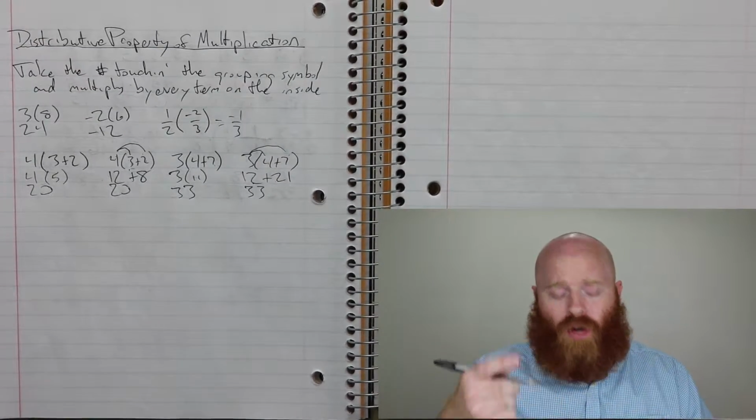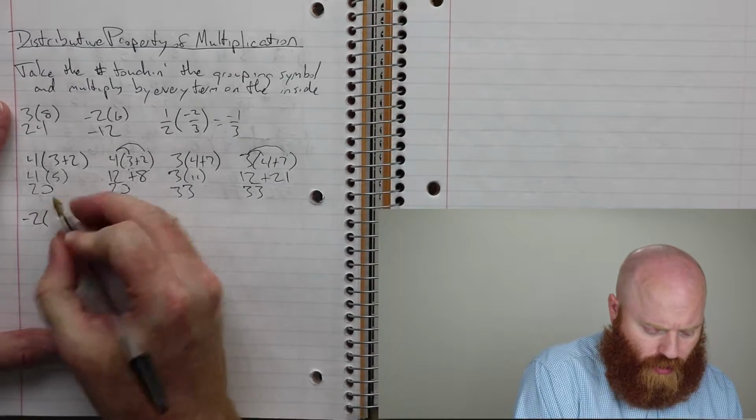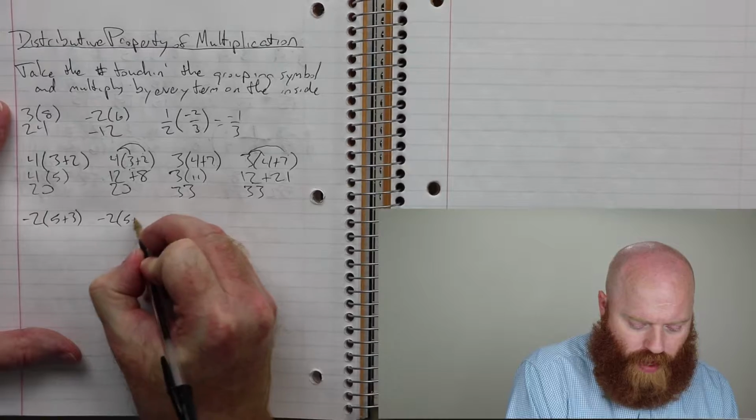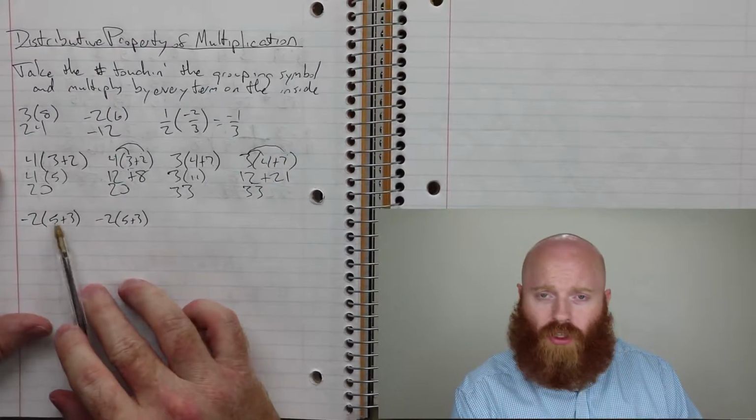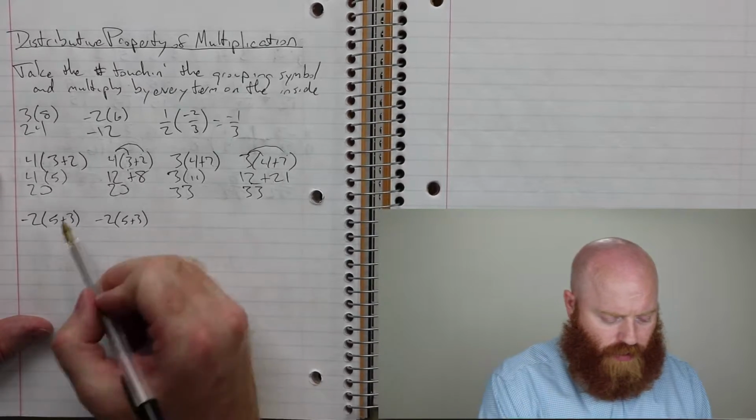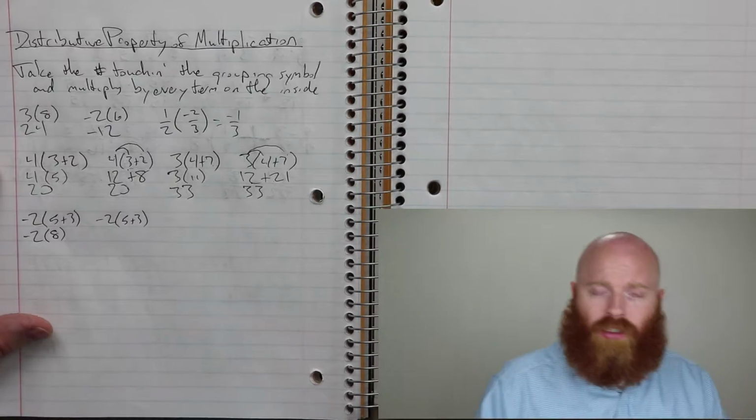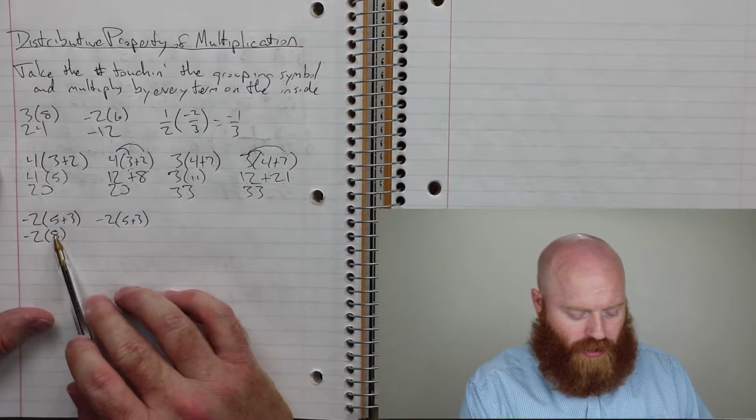Let me show you a negative. Before I get into the explanations, let me show you with a negative. It still works. Negative 2 times the quantity, 5 plus 3. Same problem, I'm going to solve two different ways. Order of operations says solve the inside of the grouping symbols first. So 5 plus 3 is 8. This is negative 2 times 8. And if you watch my multiplying integers videos, negative times positive is negative, and 2 times 8 is 16.